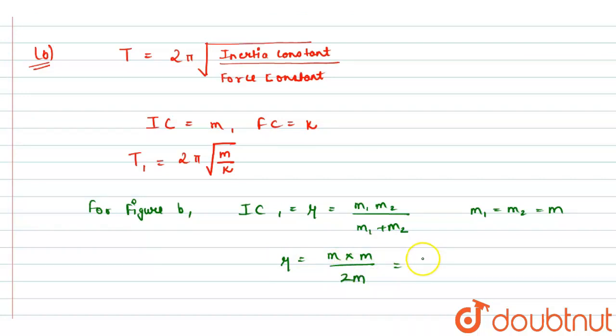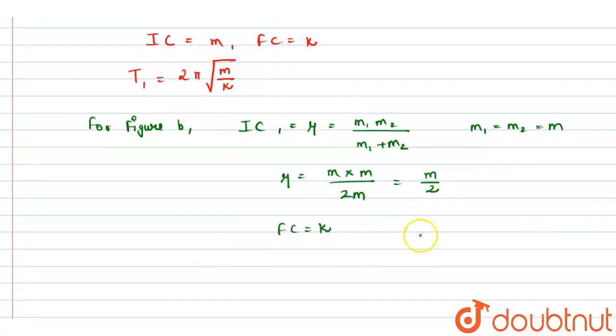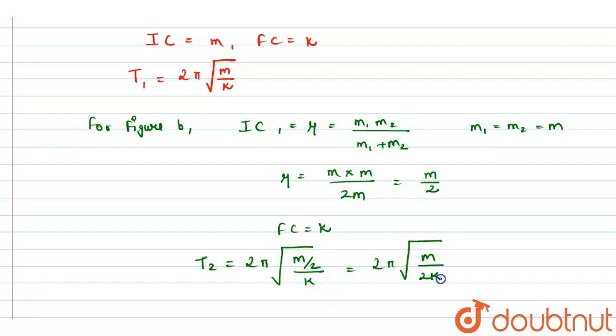So the inertia constant we will get equals m by 2, and the force constant will be the same, that is k. Hence we can write the time period of oscillation for figure B, T2, equals 2 pi under the root m by 2 divided by k. So that we can write as 2 pi under the root m by 2k. So this is for figure B. Okay, so these are the required answers.